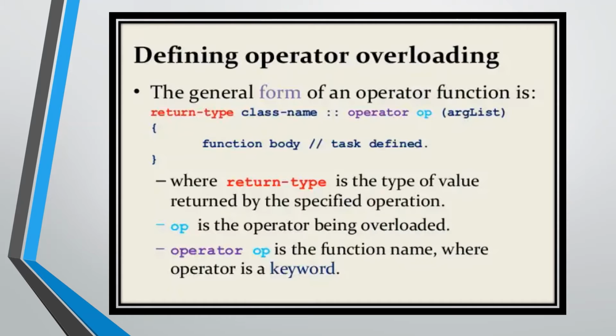So this is the way to define the operator overloading function. Return type, class name, scope resolution operator, operator keyword, then the operator we want to overload, and then the argument list. Inside the body of the function we have to write the procedure or the code regarding whatever operator we have written over here.